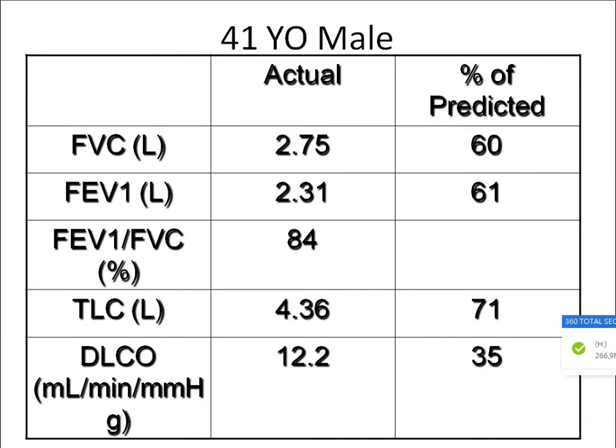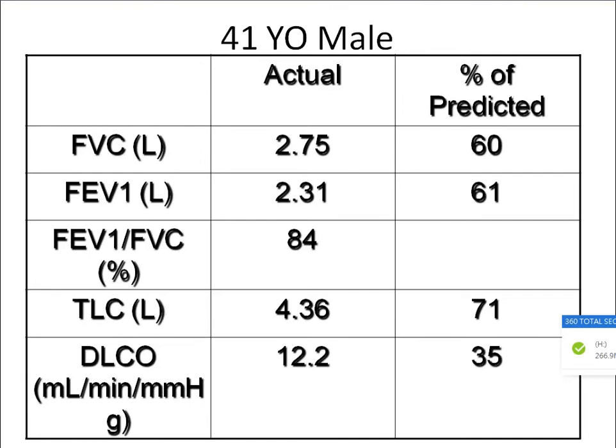So forced vital capacity is decreased. Afterwards, you see forced expiratory volume. It is also decreased, the percentage is 61, but it is proportionately decreased to the forced vital capacity. So that means there is no obstruction. Only restriction may be there.